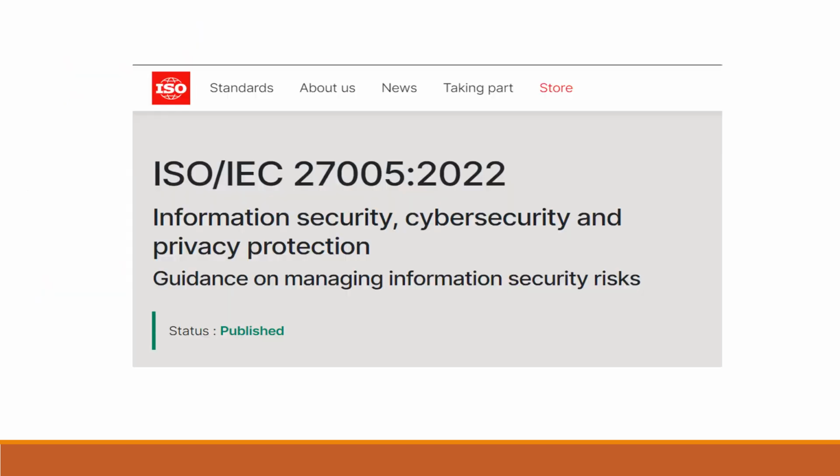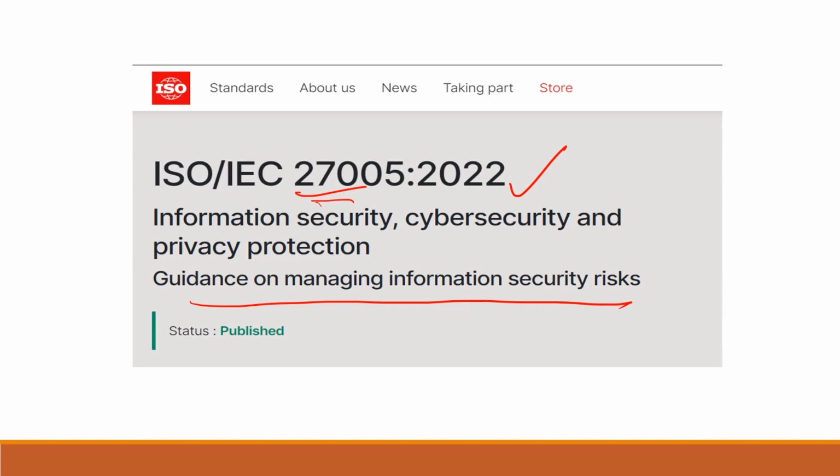Very first thing, as I highlighted, this is standard 27005, which gives you guidance on managing information security risk. If you see the name of this standard, it is information security, cybersecurity, and privacy protection. Earlier, in the previous publications, the name was different, so please make a note of this change. This was published in 2022, and this is the guidance on managing information security risk.